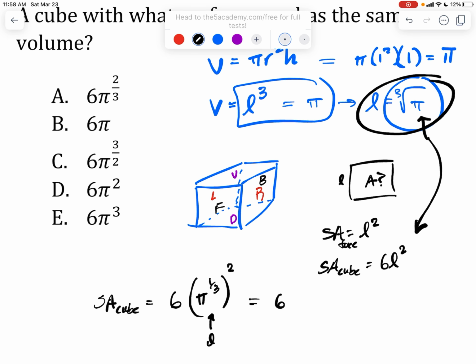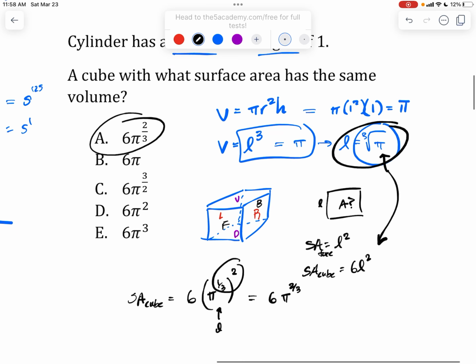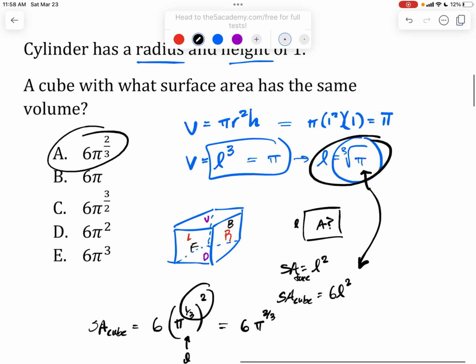I can rewrite this as 6 pi to the, remember what I just talked about with an exponent to an exponent? In that case, you multiply. So what's 2 times 1/3? It's just going to be 2/3. And that's your answer. All right, so weird problem, but it's testing you on a lot of key skills, right?